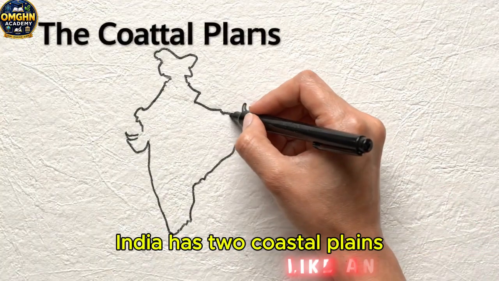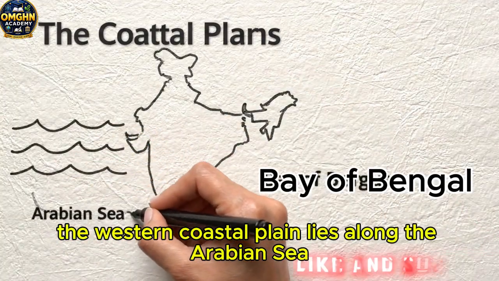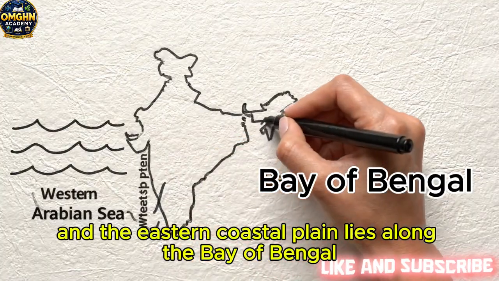India has two coastal plains. The western coastal plain lies along the Arabian Sea, and the eastern coastal plain lies along the Bay of Bengal.